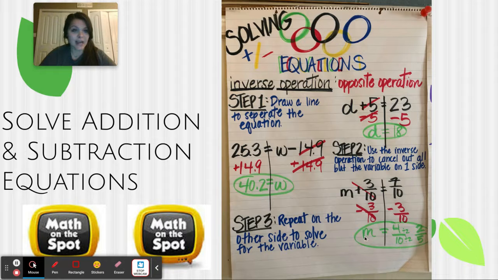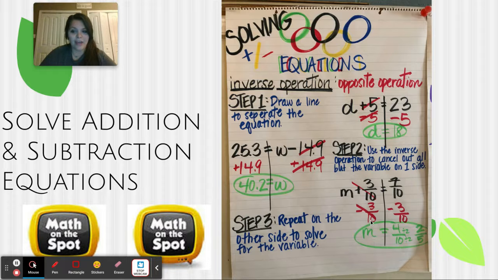So this last one is the exact same thing. It's just going to look a little bit more stressful to you because it's a fraction, and I know that's how that works. So we have m plus 3/10 equals 7/10. Remember, our goal is always to get the variable by itself. So we start on the side with the variable. They're adding 3/10, so we want to get rid of that. So we're going to subtract 3/10 because that's the opposite or the inverse operation.